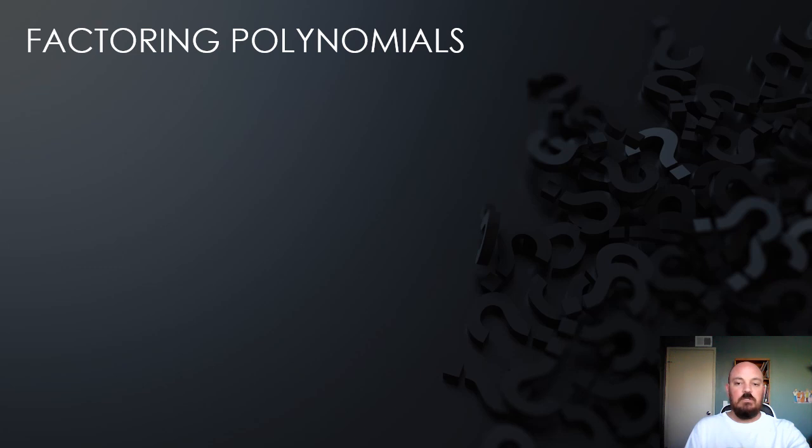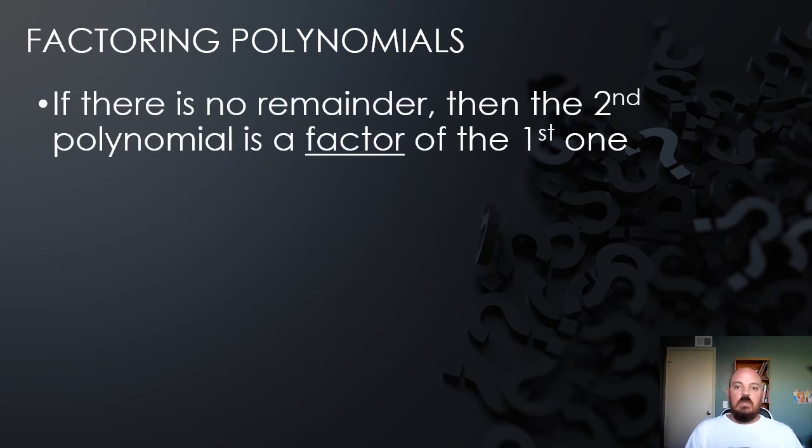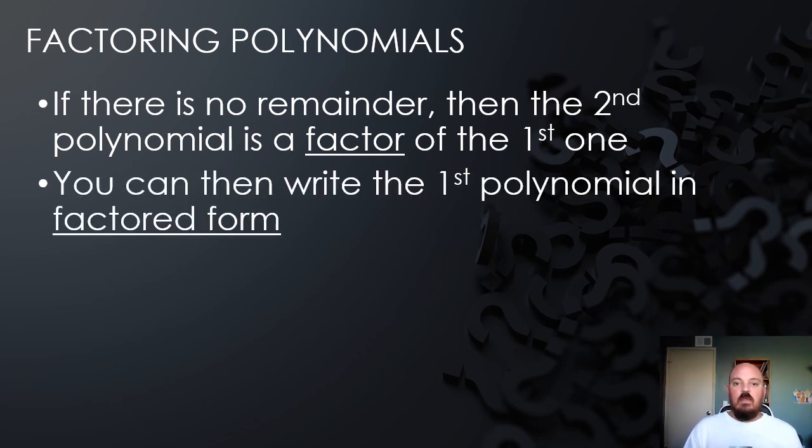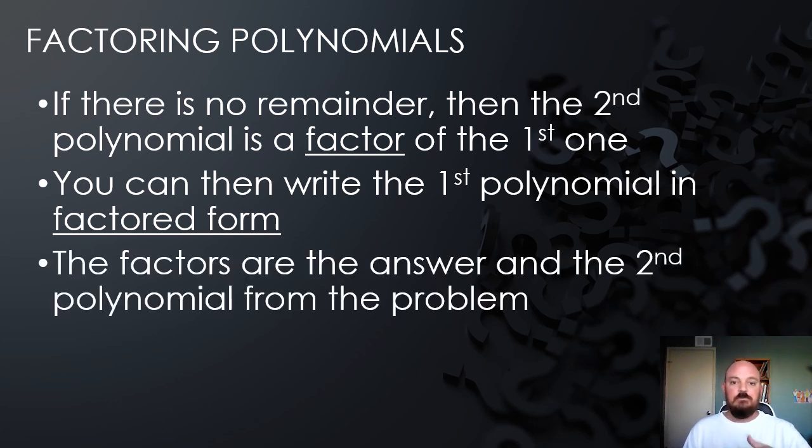So here's how factoring polynomials works. Number one, if you do get a 0 for the remainder, then the one that you are dividing is a factor. And you can write the first polynomial in factored form. So the two factors are, number one, the one that you divided out, and number two, the answer to the question.